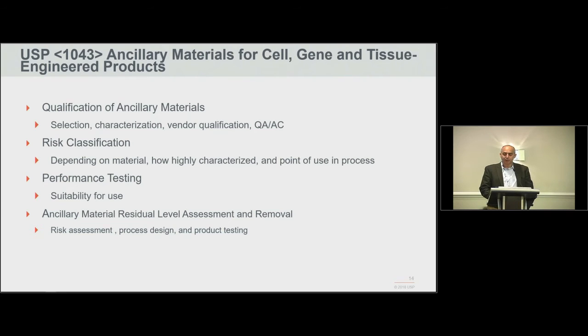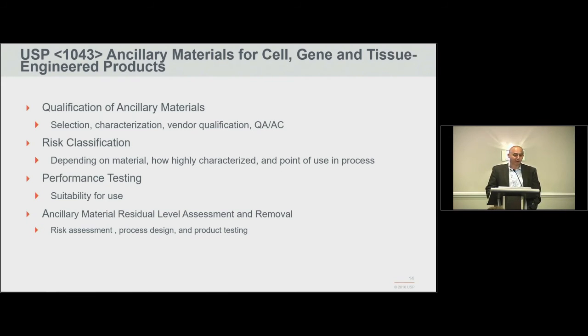Another document that I want to spend a minute or two on is Chapter 1043, which was written initially to cover some of the approaches for qualification of raw and ancillary material used in cell, gene, and tissue engineered products. In reality, if you look at that chapter, it covers best practices for qualification of raw materials used in biological manufacturing in general.